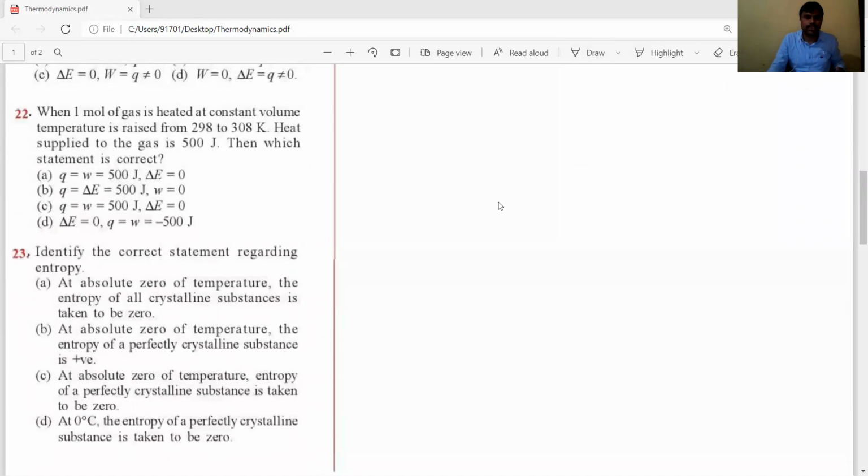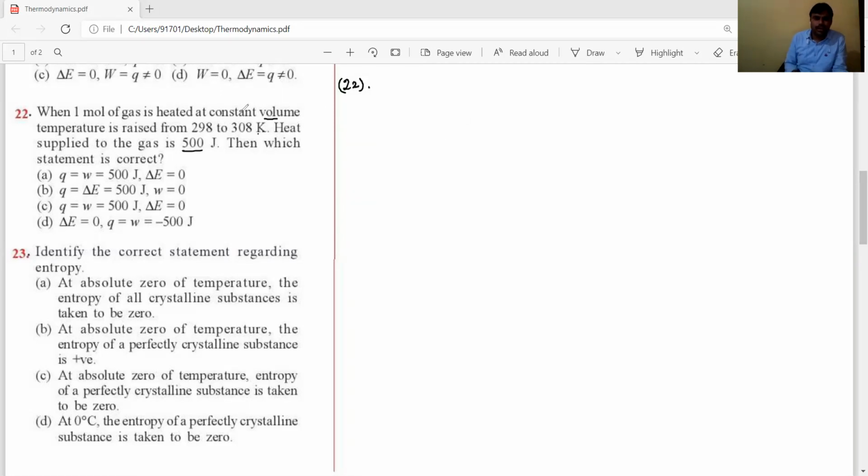Let's go for the 22nd question, dear students. If you observe that 22nd question, when 1 mole of gas is heated at constant volume, the temperature is raised from 298 to 300 kelvins, and the heat supplied to the gas is equal to 500 joules. Then which of the following statements is correct, they said.